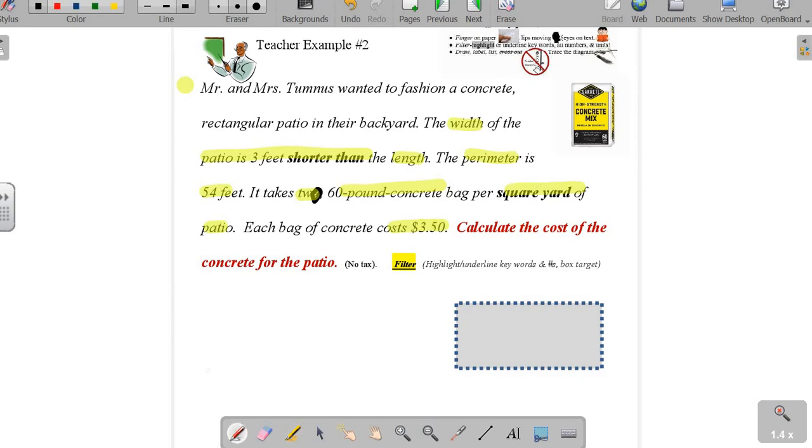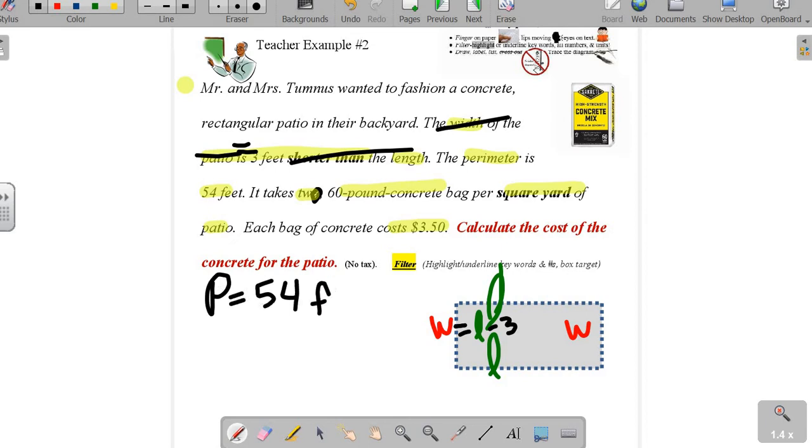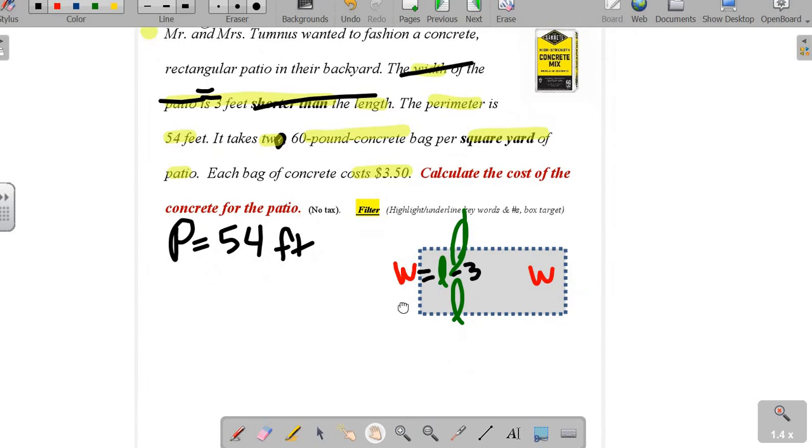Alrighty, let's draw, label, list, cross out. So what do we know about the patio? We have length, we have width. It says right here the width is 3 feet shorter than the length. That means, watch carefully, that it's the length minus 3. The length minus 3 is the width. Perimeter, 54 feet.